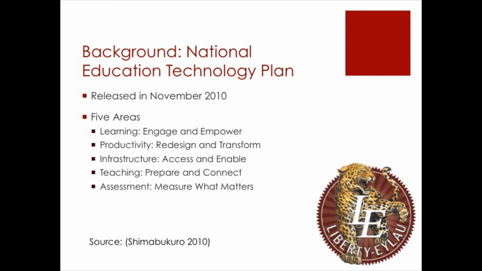Next is infrastructure. How can we make sure that we have access for students to technology and that we enable them to use technology? Second is teaching. Are our teachers prepared to be able to connect students to technology? And finally, assessment. How are we going to measure and make sure that our students are at the level where they need to be as it pertains to technology? And so this is the National Education Plan, and that led to the development of Liberty-Ilo's plan.